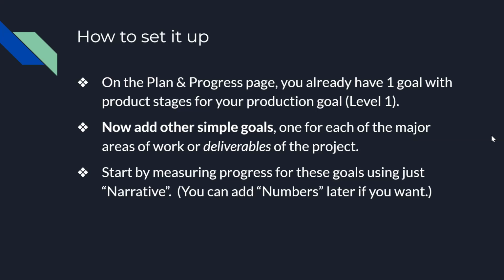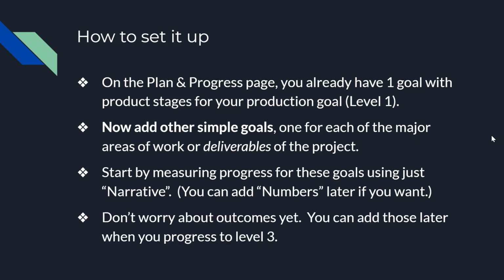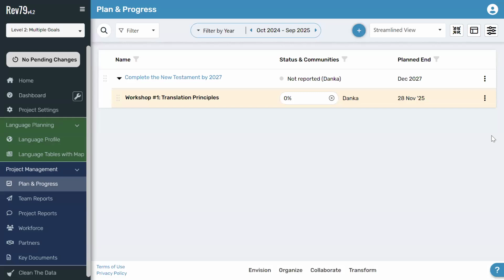Start by measuring progress for these goals using just narrative. You can add numbers later if you want. Don't worry about outcomes yet. You can add those later when you progress to level 3. Here's a demonstration of how this can look.